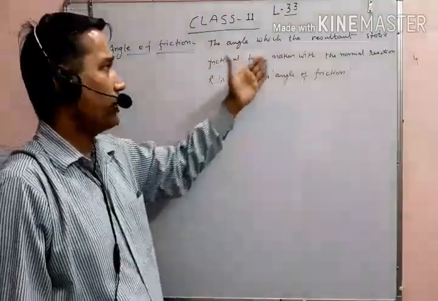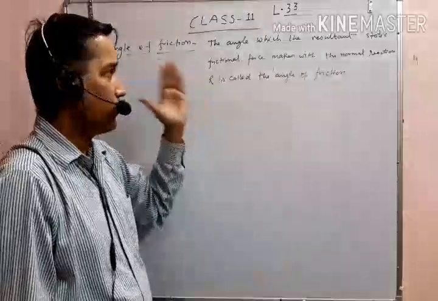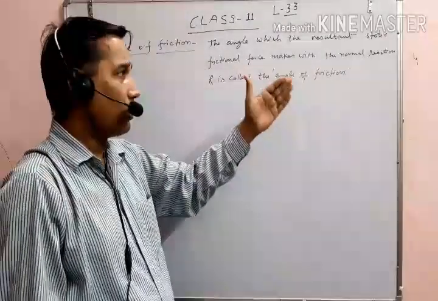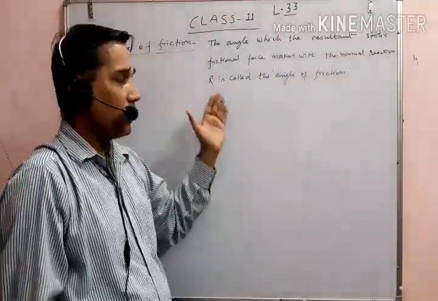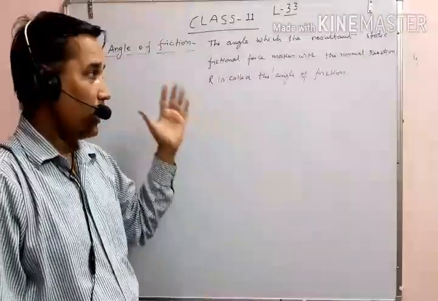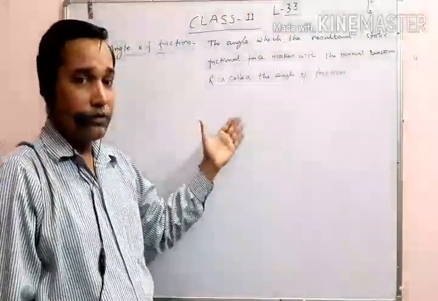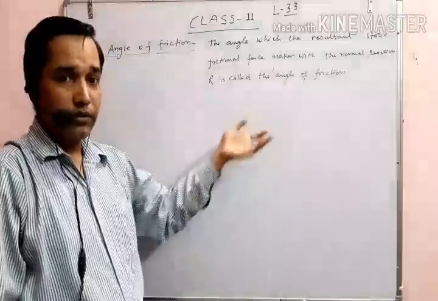That is the angle which the resultant static frictional force makes with the normal reaction R is called the angle of friction. As you know, last class I also discussed this one. Now discuss the next topic.